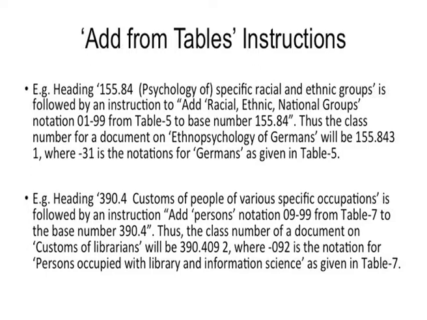Thus, the class number of a document on customs of librarians will be 390.4092. So, to the base number 390.4, 092 is the notation taken from table 7 for persons occupied with library and information science, that is the librarians. So, the whole number 390.4092 will be the class number for this subject. We can add any table number like this on instructions.